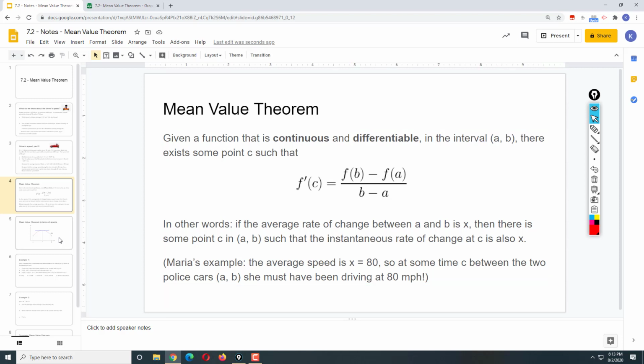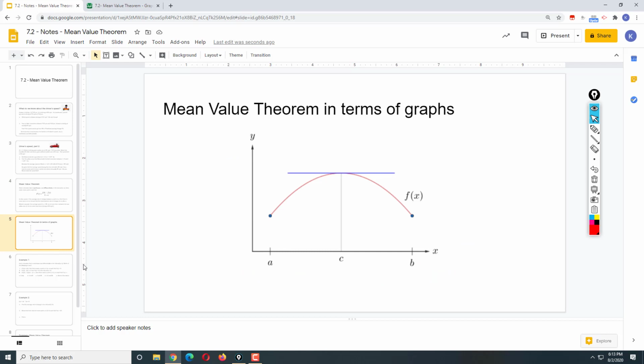Let's look at a graph to help us understand this better. Here we have a graph of some function. It's a parabola. It starts at x equals a. It starts going up, up, up. When it gets to x equals c, it is horizontal. And then it starts going down, and more down, and it stops at x equals b. So c is in the interval a, b in this diagram.